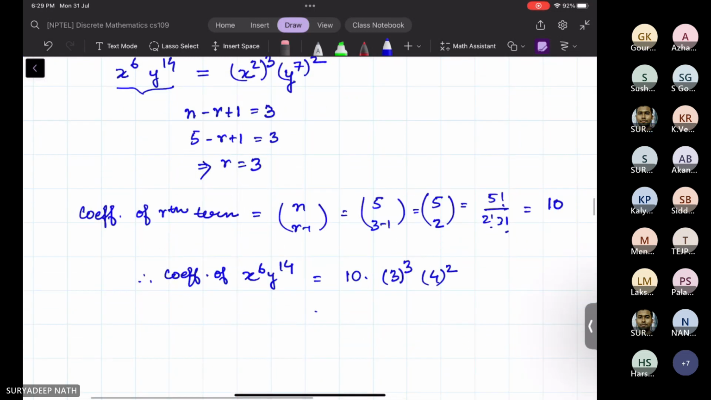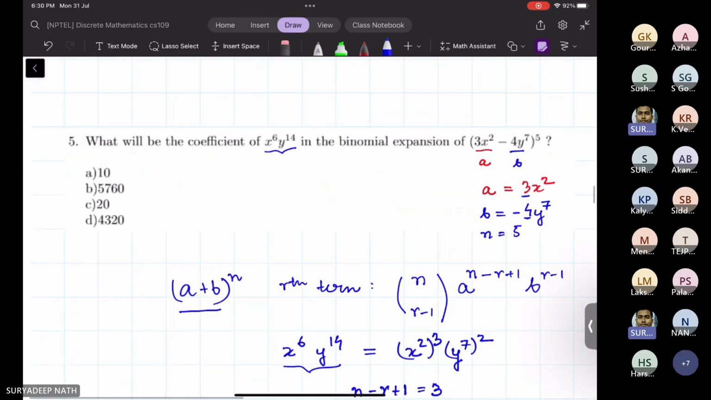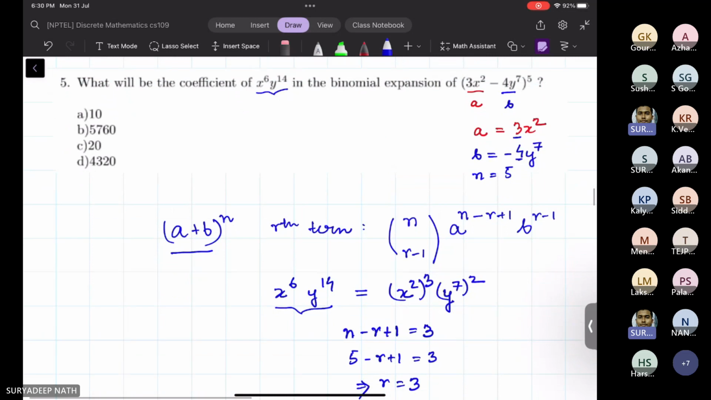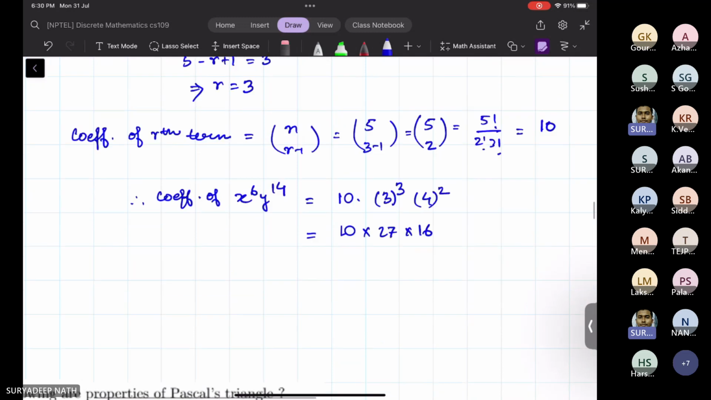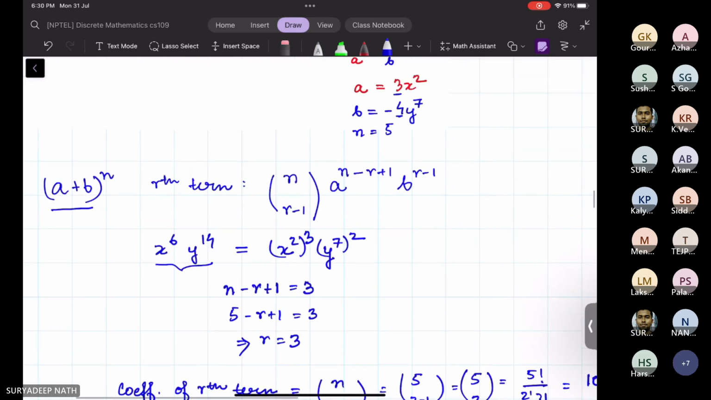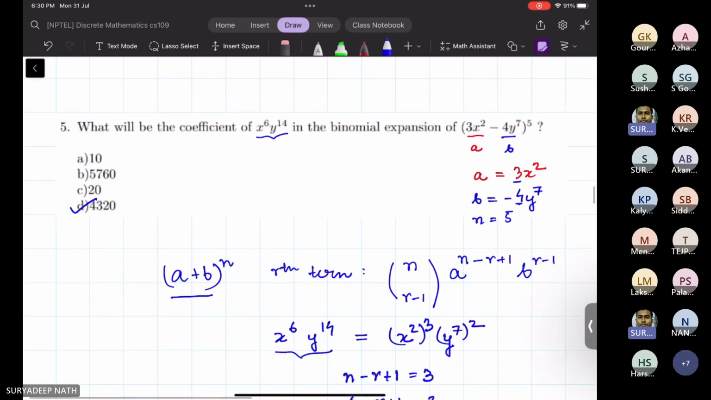So that is 10 into 27 into 16. So this is the coefficient of the x6 y to the power 14. So if you evaluate this, this comes out to be 4320, and the option D is the correct answer for this question.